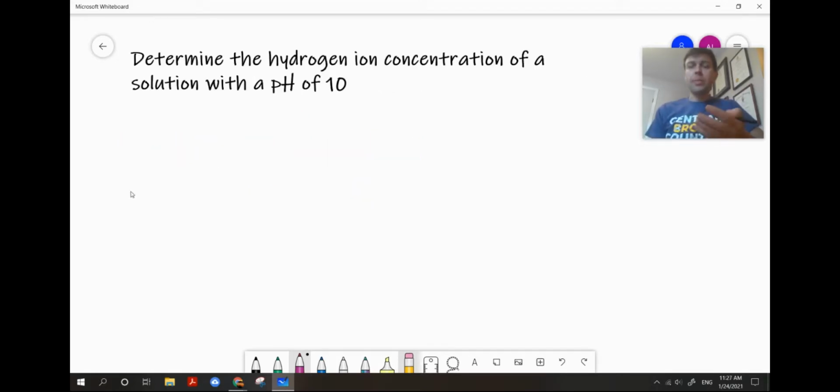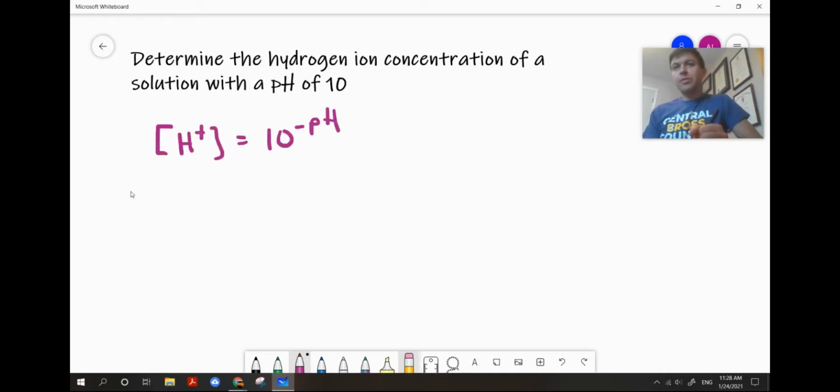Let's now go in the opposite direction and find the hydrogen ion concentration of a solution with a pH of 10. This is a common problem that we need to solve in chemistry because we'll measure the pH and then we want to maybe do some stoichiometry with a question, and we need to convert that into moles per liter. So let's start off with the equation. So the equation for hydrogen ion concentration, if we know pH, is 10 to the negative pH.